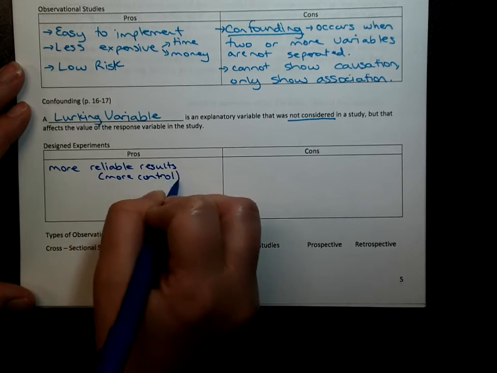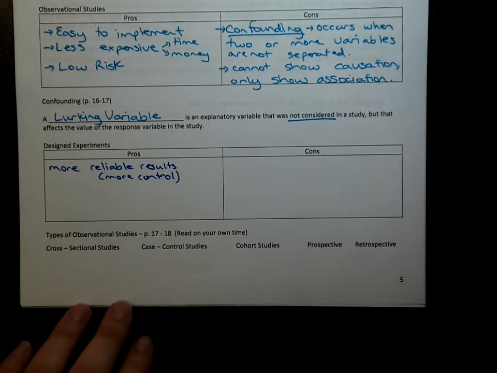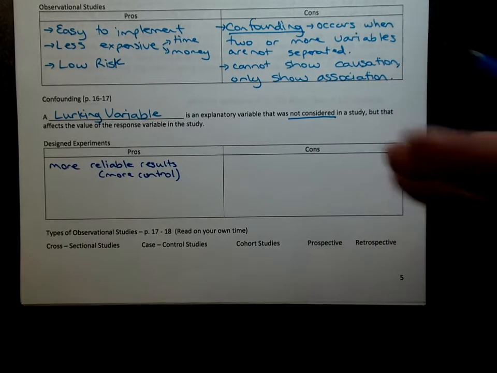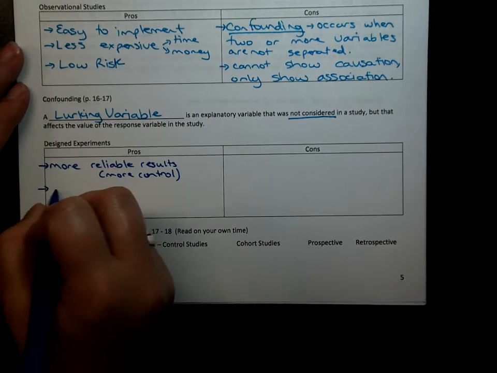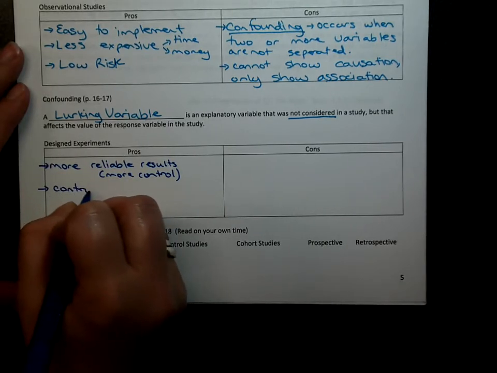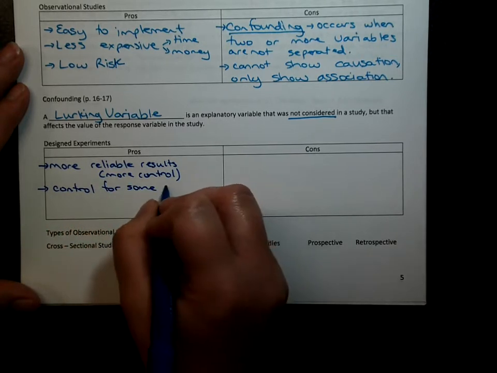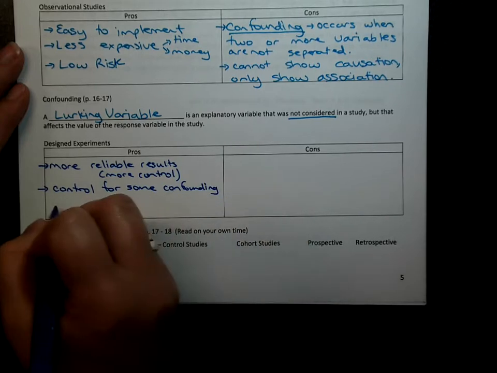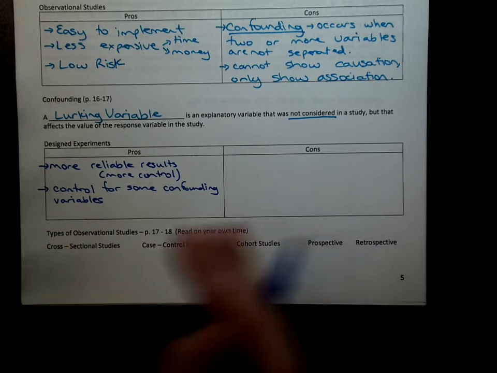So if I'm going to run an experiment, I can control a lot more than if I'm just going to do an observational study. So we can control for some of those confounding variables. So there's more reliable results. You can control for some, I don't want to say all, but some confounding variables. So you can think about what other variables might get in the way of your results. You can kind of control for those.